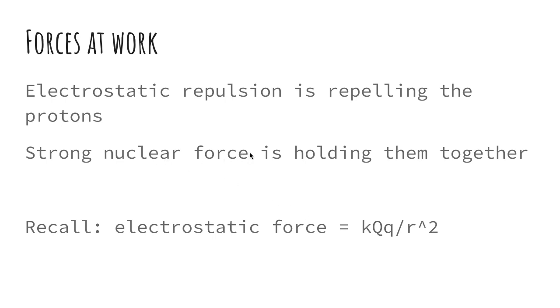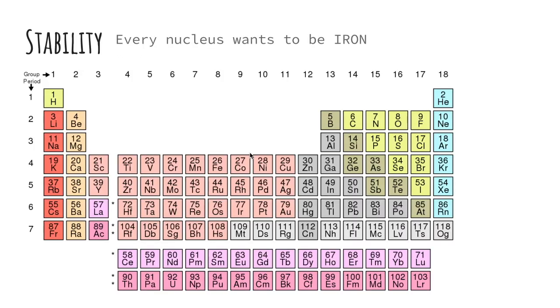So the strong nuclear force holds them together. Well, here's what ends up happening. First we start with hydrogen. It was perfectly fine all by itself. But when we added that second proton in there, it became unstable. We needed to add some more neutrons to stabilize it.